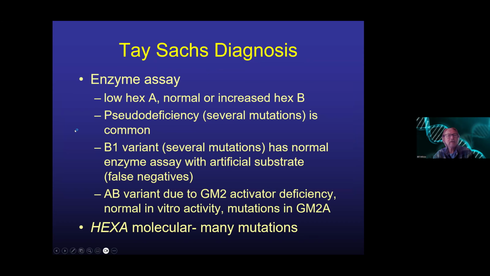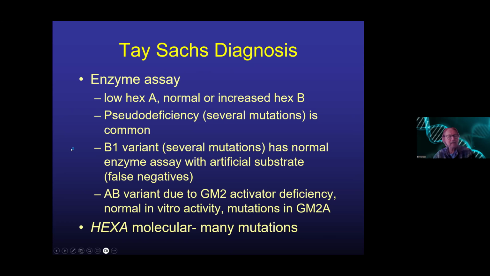Tay-Sachs can be diagnosed by enzyme assay, low Hex A with a normal or increased Hex B on the enzyme assay. But keep in mind, there's a pseudodeficiency. There's several different mutations that cause it, and it's relatively common. There's also the annoying B1 variant, and there are several mutations that do this that have a normal enzyme assay with artificial substrate. So you can get false negatives.